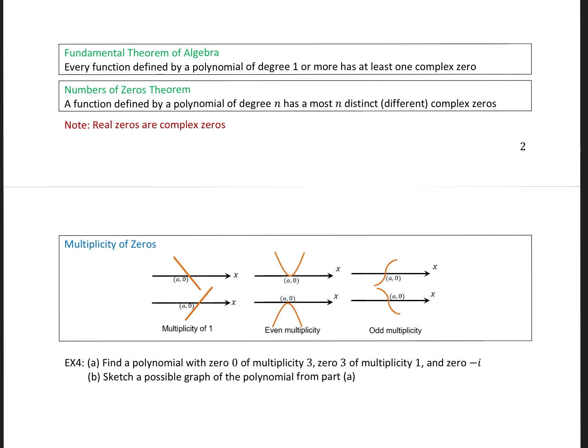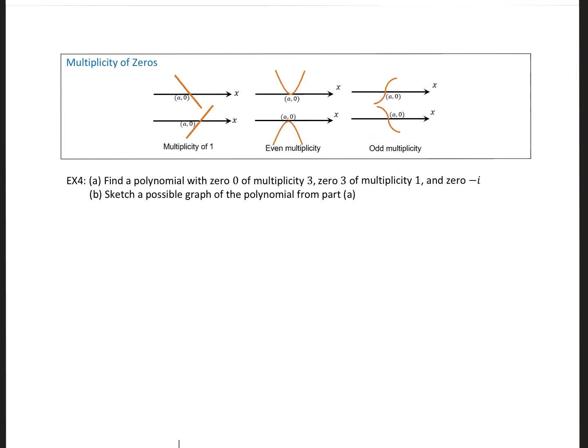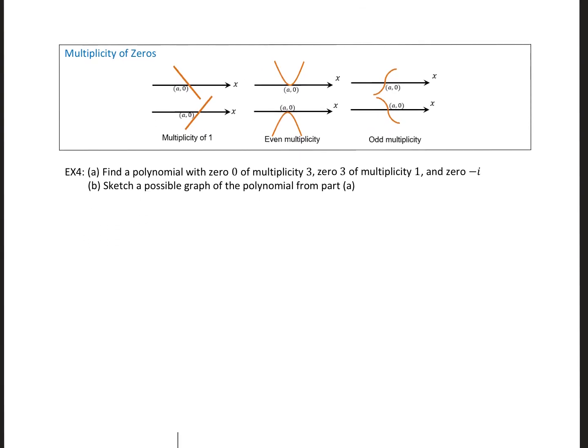Every function defined by a polynomial of degree 1 or more has at least one complex zero. And then the number of zeros theorem: a function defined by a polynomial of degree n has at most n distinct complex zeros. And then real quick, note that real zeros are complex zeros. Now let's take a look at the multiplicity of zeros.